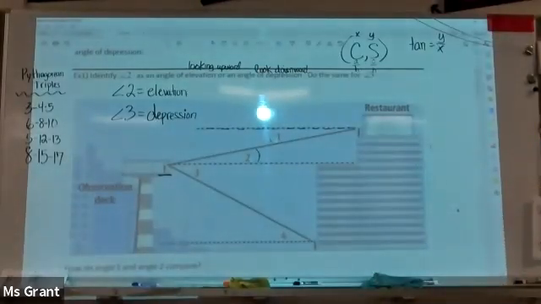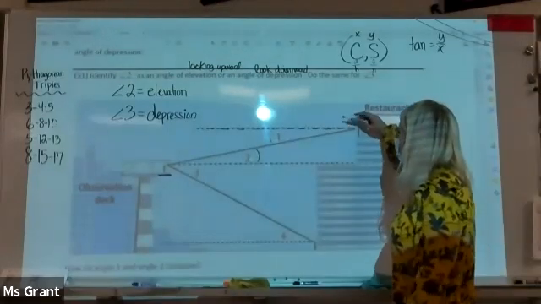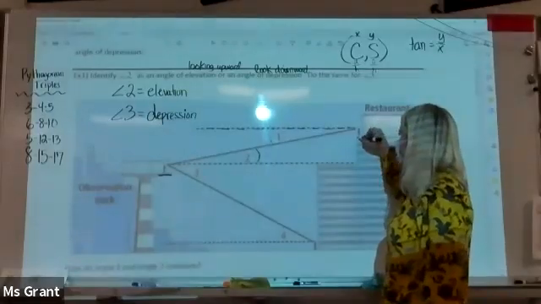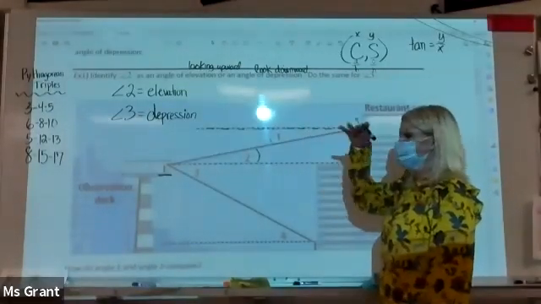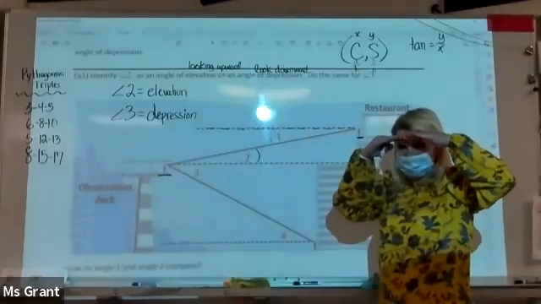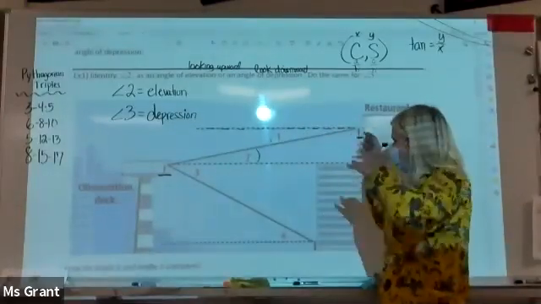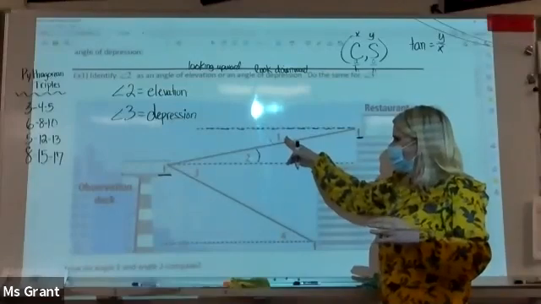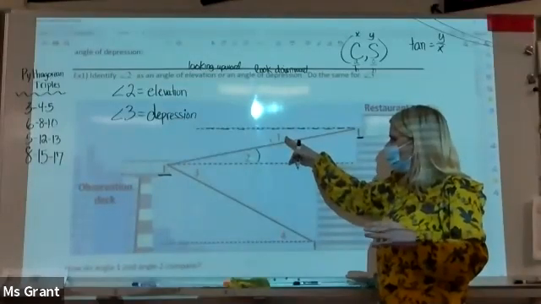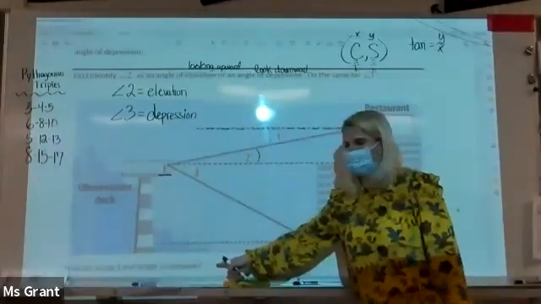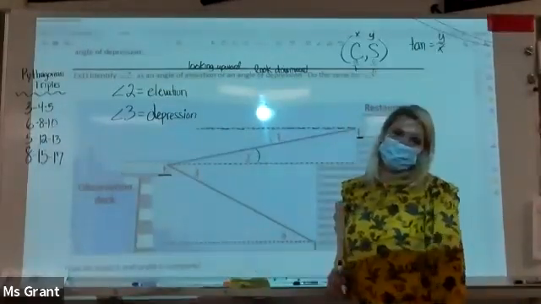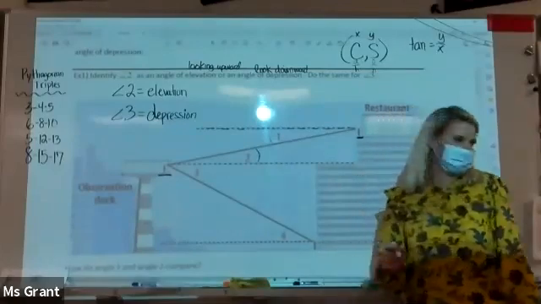I guess angle 1 could be an angle of depression, but the problem is that you would have to assume that this person standing at the restaurant can't look any higher than their head. That the top of their line of sight is the top of their head. Then you could say angle 1 is an angle of depression, looking downward, but that's not the point. How do angle 1 and angle 2 compare? They're equal. They have the same size.